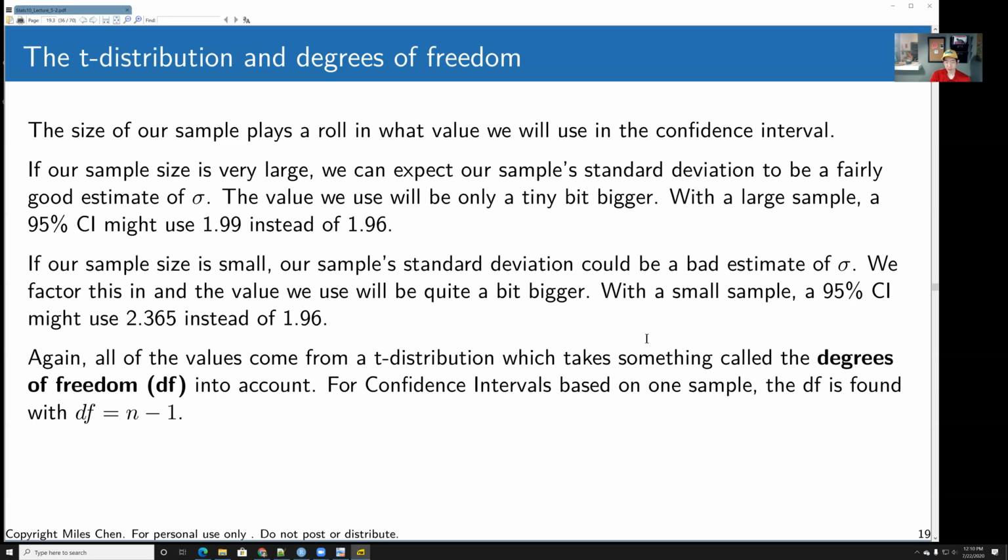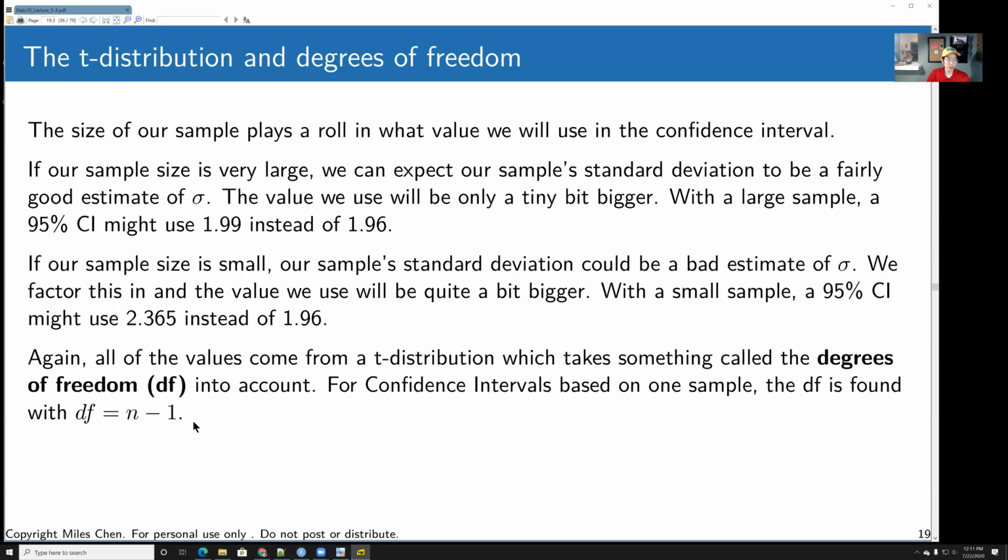And this is all accounted for in the t-distribution by something called the degrees of freedom, okay? Degrees of freedom, we call this df, and the df is found by taking the sample size and subtracting 1, okay? df is equal to n minus 1. Degrees of freedom is a little bit more of a complex concept as well. In our intro class, we touch on these things and we don't get to delve into this.